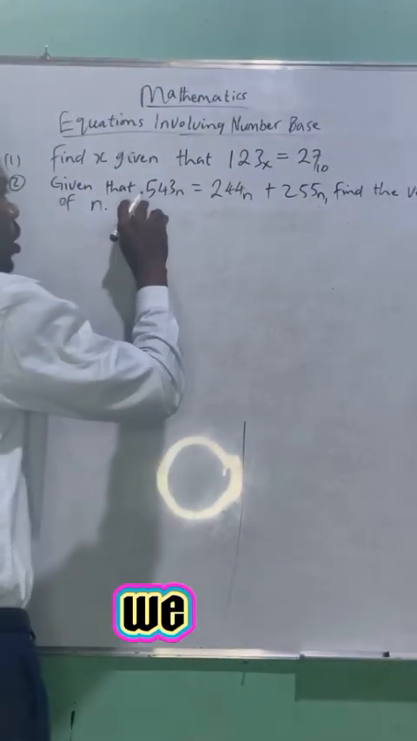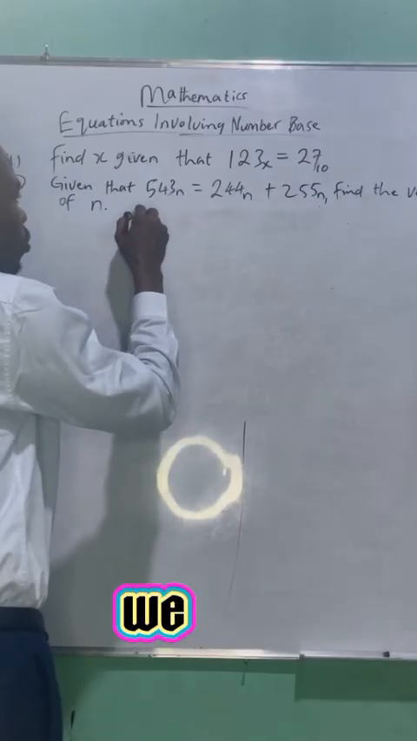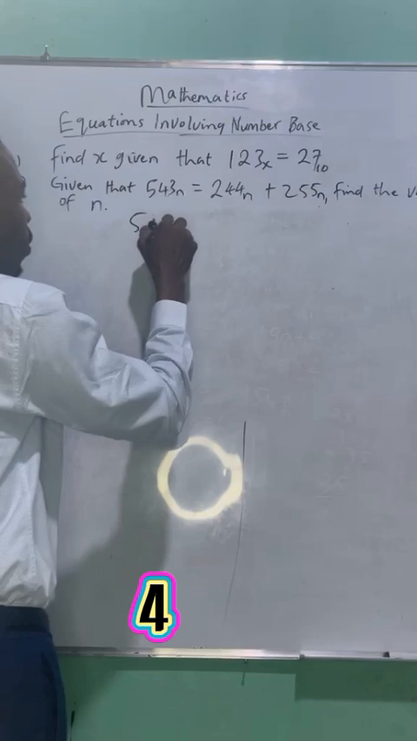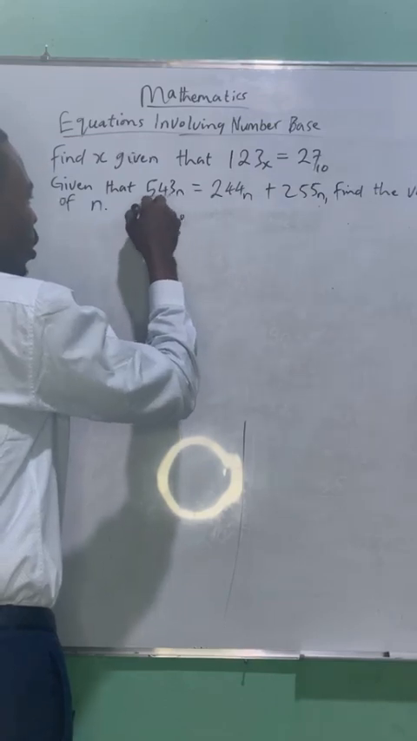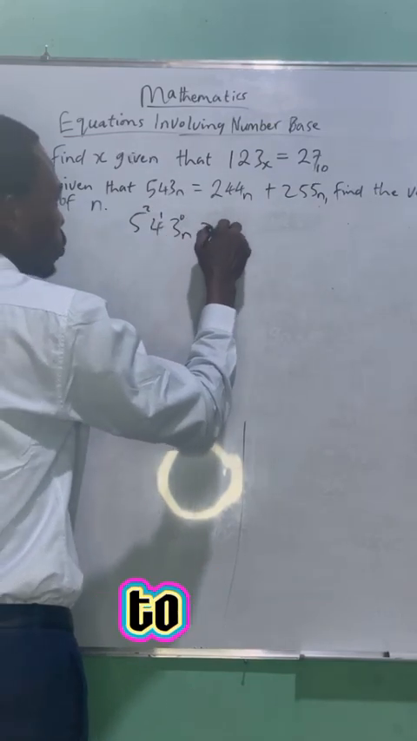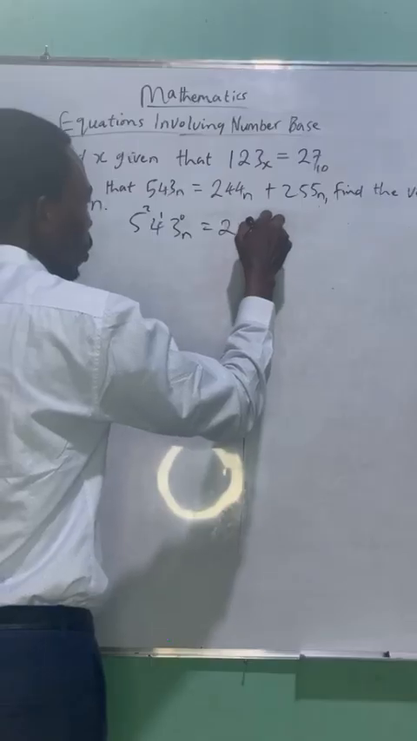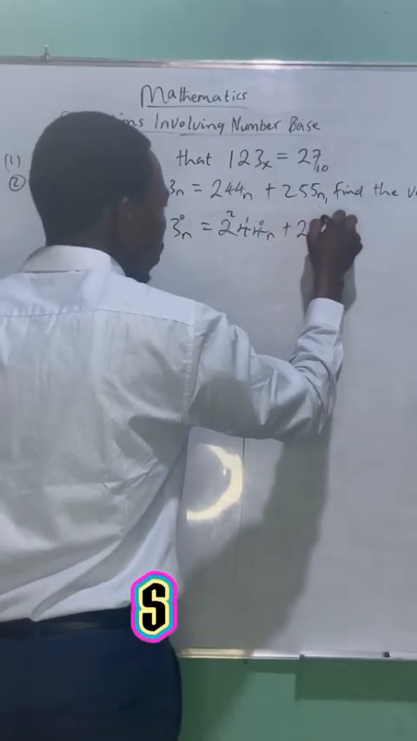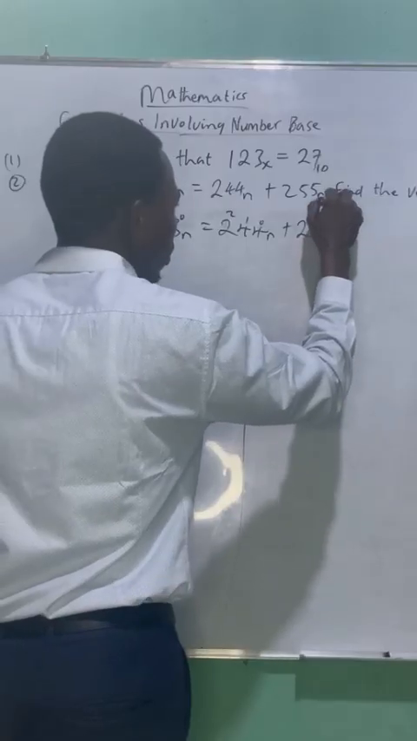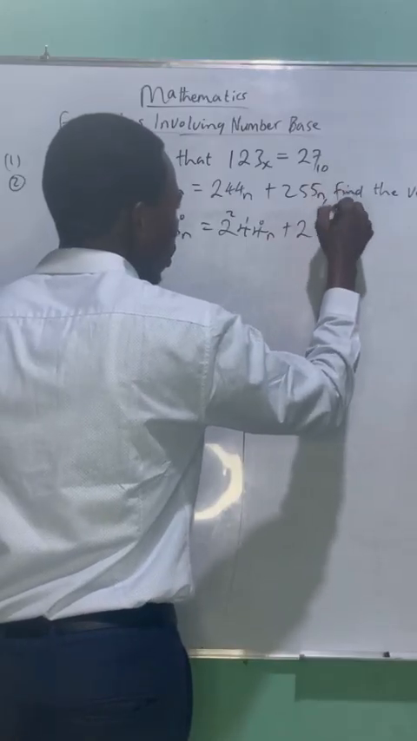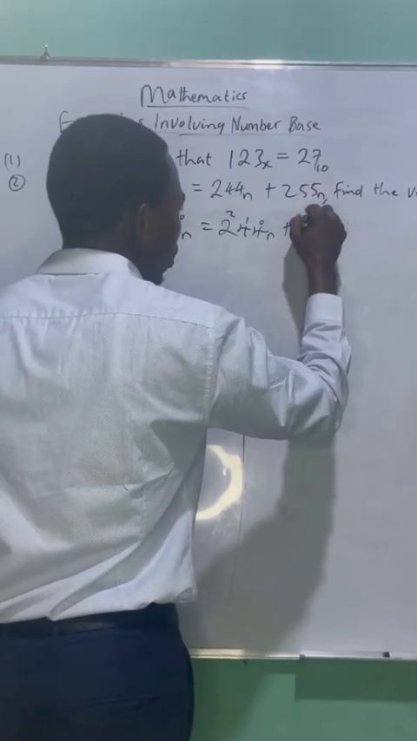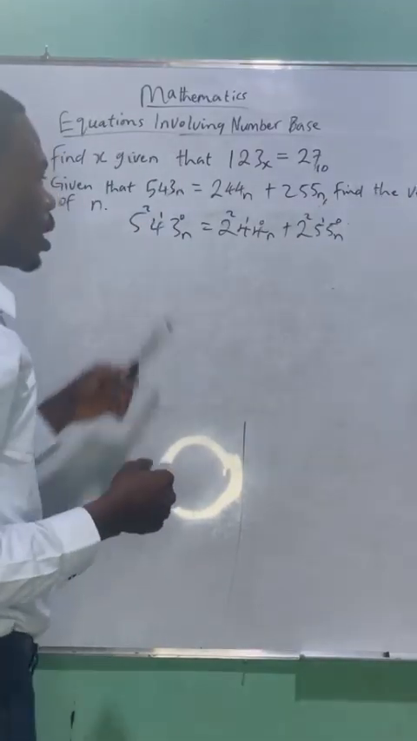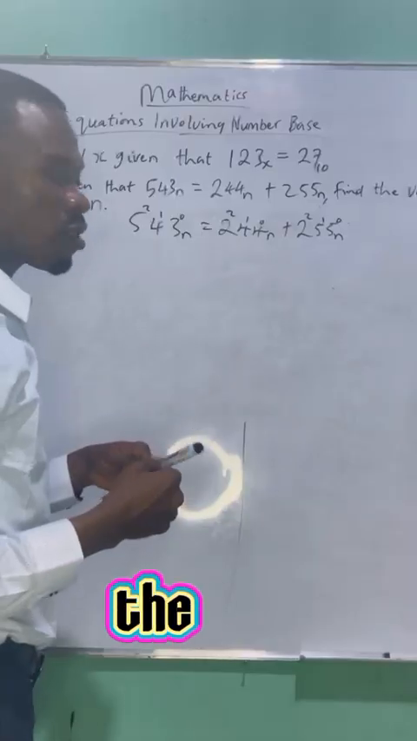So number 2, we have this. We are going to express that in the power of the base. 543 in base n equal to 244 in base n plus 255 in base n. Of course, we express this in the power of the base.